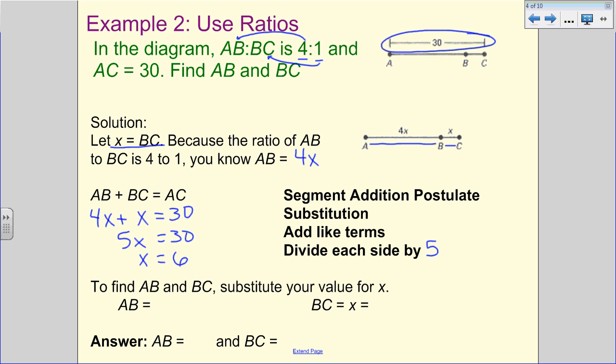Now I need to make sure I can find AB and BC. We substitute our value for x. AB, when we look back at our diagram, was 4x. So since AB was 4x, that's going to be 4 times 6, which is 24. BC was just x in our diagram, so BC equals 6. So my answers are AB is 24 units and BC is 6 units.